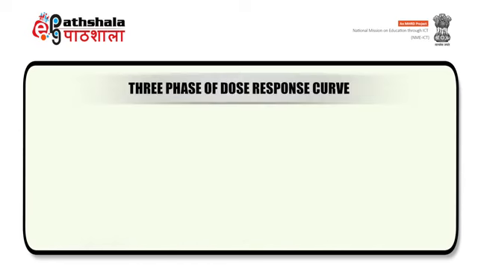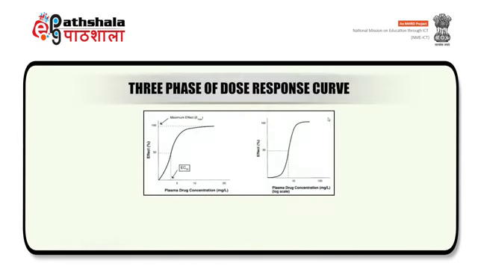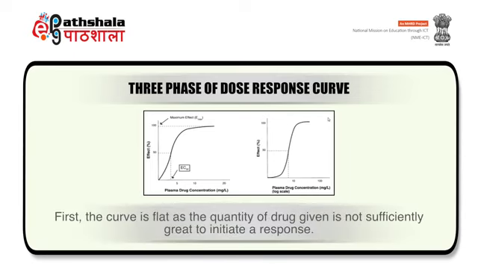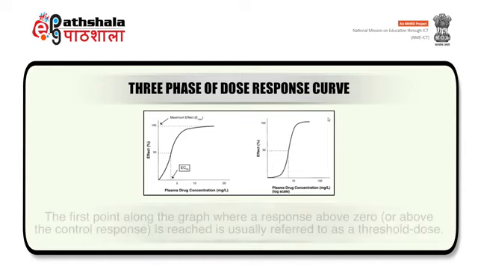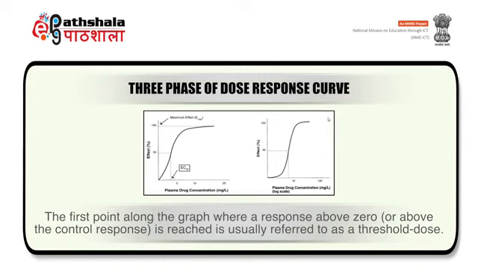So, there are three phases of a dose response curve or concentration response curve. First, the curve is flat as the quantity of drug given is not sufficiently great to initiate a response. The first point along the graph where a response above 0 or above the control response is reached is usually referred to as the threshold dose.